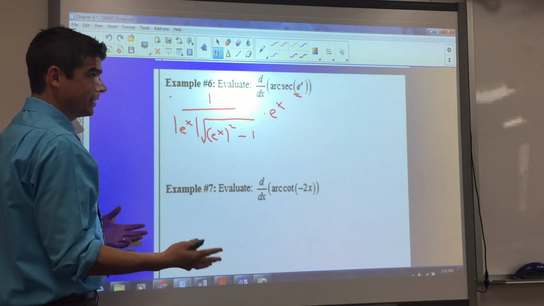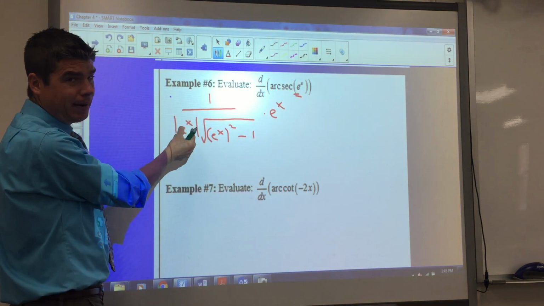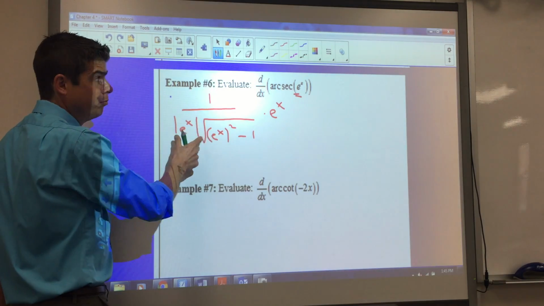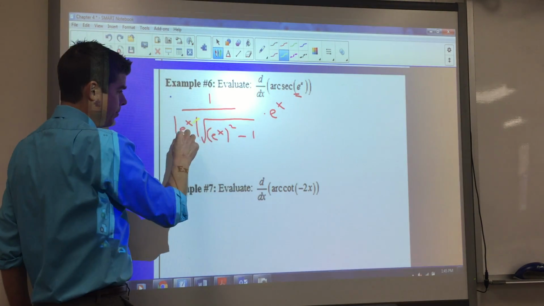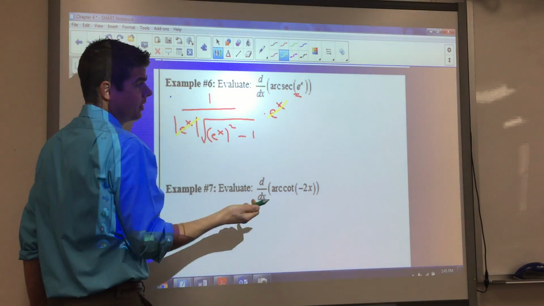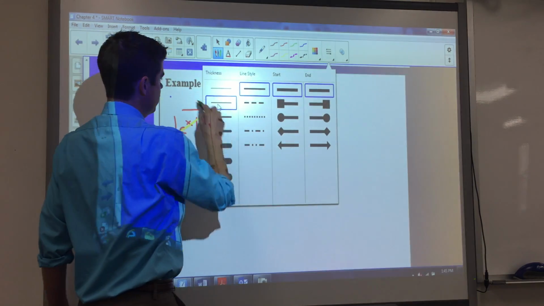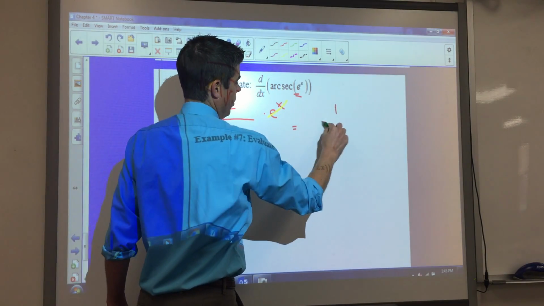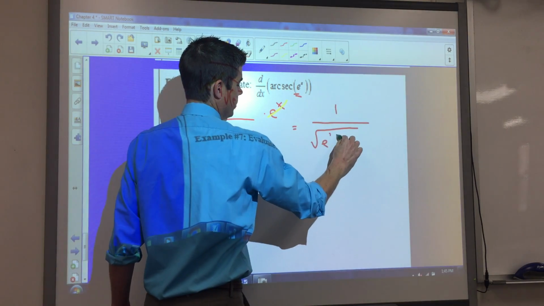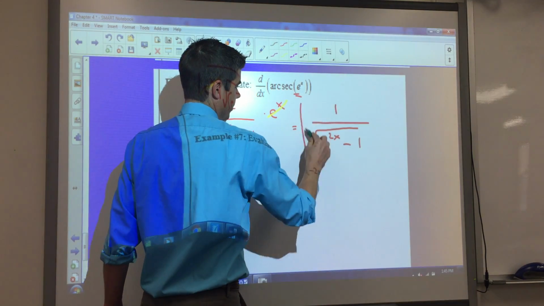Now, I actually picked this example on purpose because e to the x is always a positive function. The absolute value bars are redundant. So I really don't need them, and then that makes this e to the x cancel with that e to the x, which simplifies this to just 1 over the square root of e to the 2x, because that's e to the x squared minus 1.